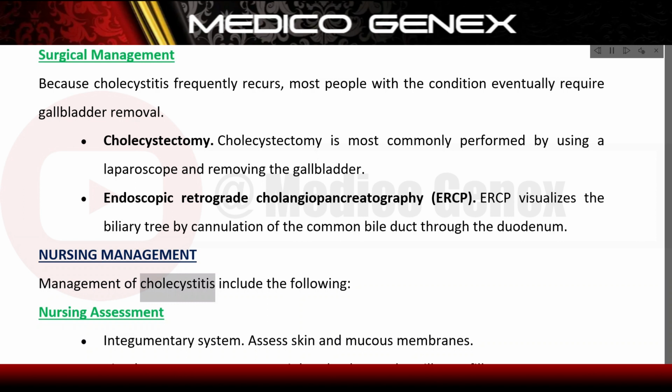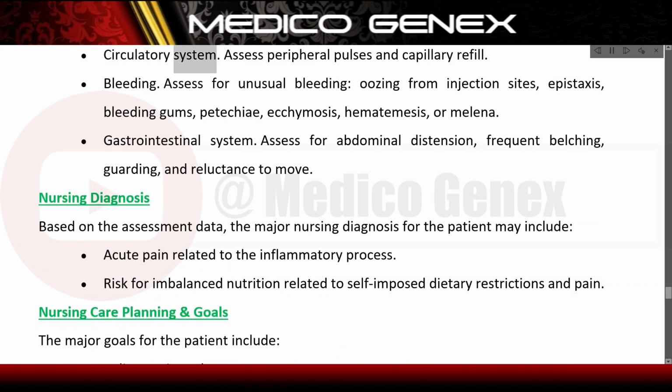Management of cholecystitis includes the following nursing assessment. Integumentary system: assess skin and mucous membranes. Circulatory system: assess peripheral pulses and capillary refill. Bleeding: assess for unusual bleeding, oozing from injection sites, epistaxis, bleeding gums, petechiae, ecchymosis, hematemesis, or melena. Gastrointestinal system: assess for abdominal distension, frequent belching, guarding, and reluctance to move.